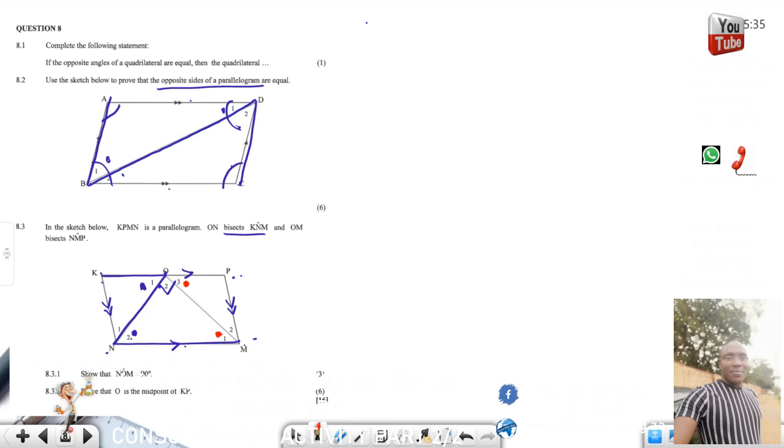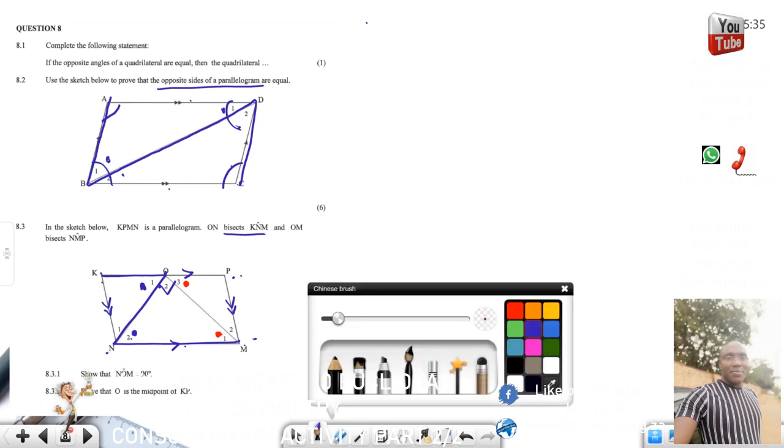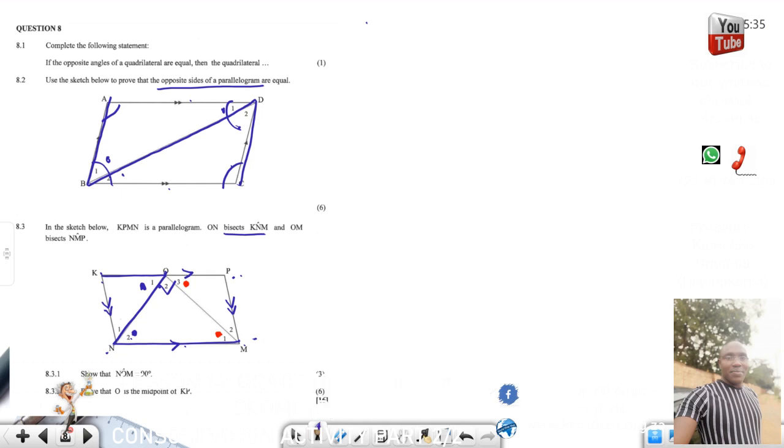By the way, remember that this angle N1 and N2 are also equal, so this angle is also that, which gives me a triangle with these two opposite angles equal. This means this side is equal to that side, because base angles are equal. We have sides opposite equal angles. KO is equal to KN. That's what we've done. Awesome.